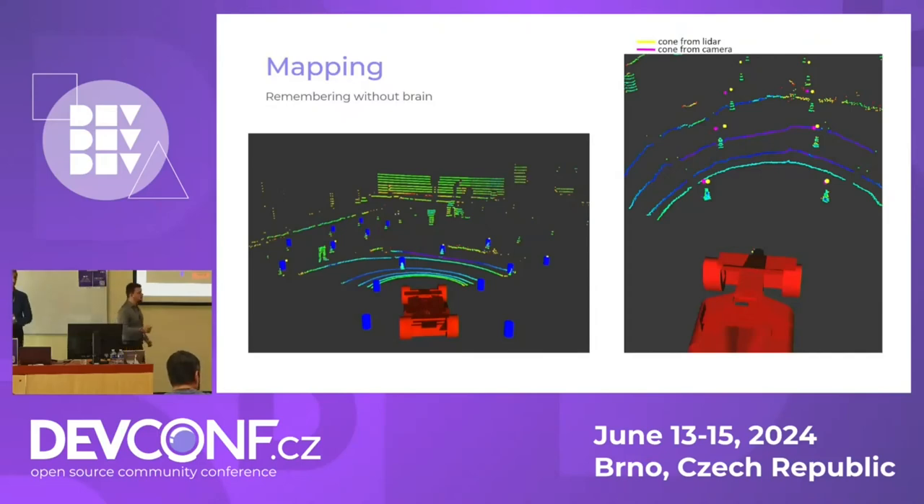Basically, mapping will remember all the cone positions from camera and LiDAR at a given time, and it will try to merge this data between frames. The mapping basically knows the car speed and angular velocities, and by using this, we can calculate what should be the cone's next position in the next frame. And by merging this data together, we can associate these cones into the map. So basically, we know at this position, the cone is already placed there. This is important for the next steps Mario will explain for the path planning.